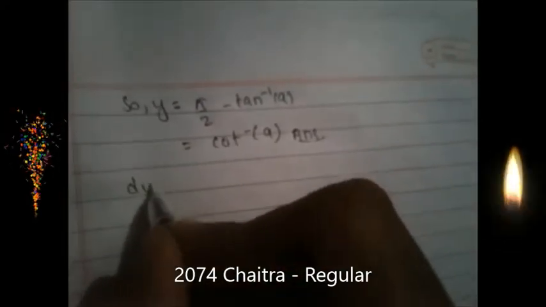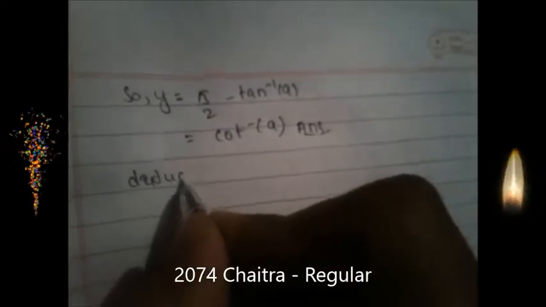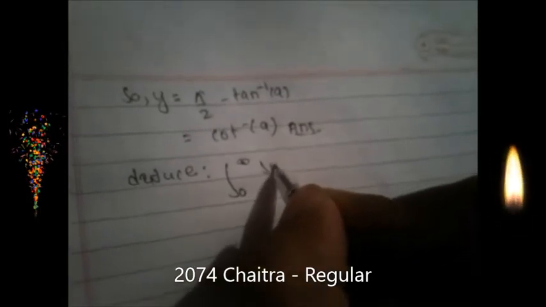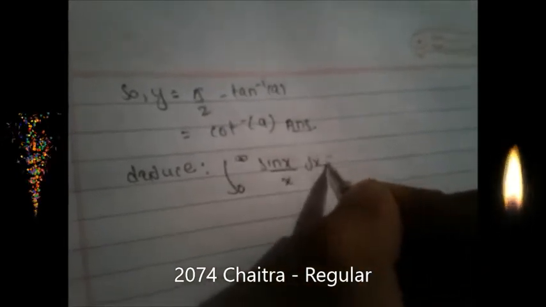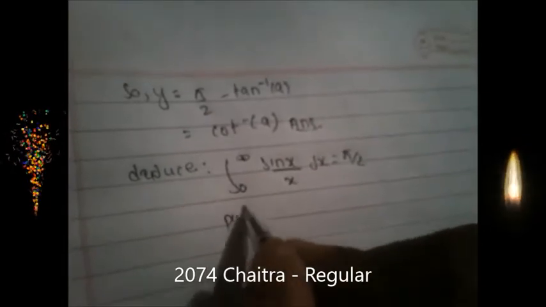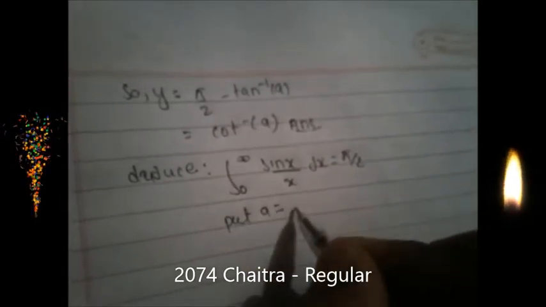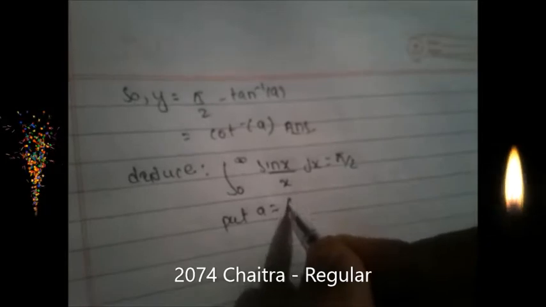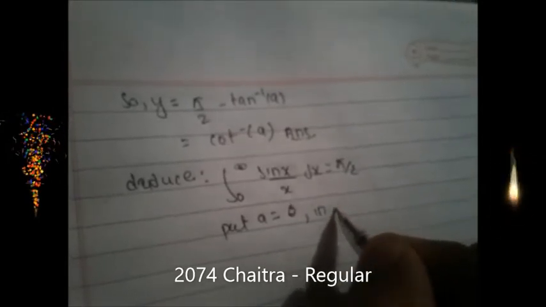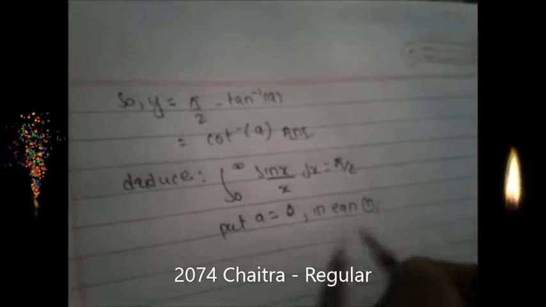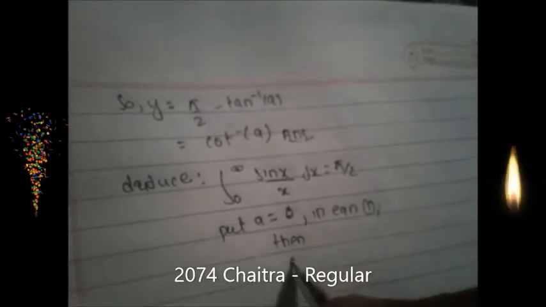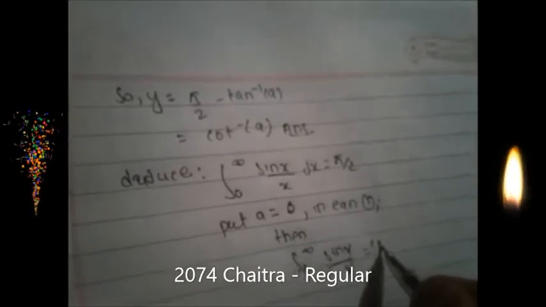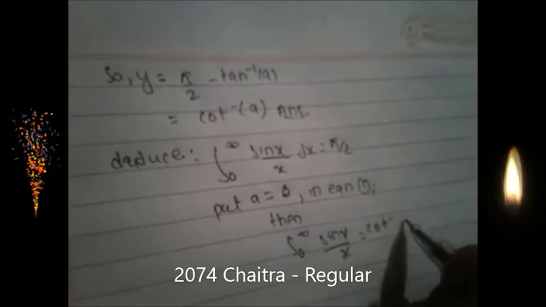Next, the question asks to deduce that the integration from 0 to infinity of sin x by x dx is equal to pi by 2. Put a is equal to 0 in equation 1, then we get the integration from 0 to infinity of sin x by x is equal to cot inverse of 0.